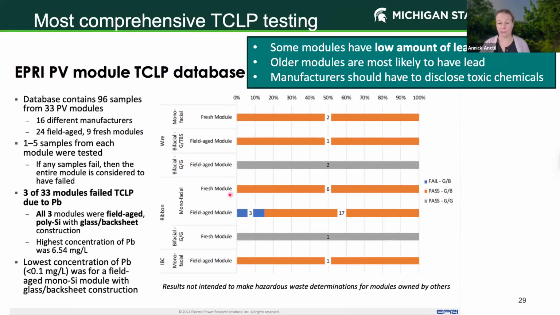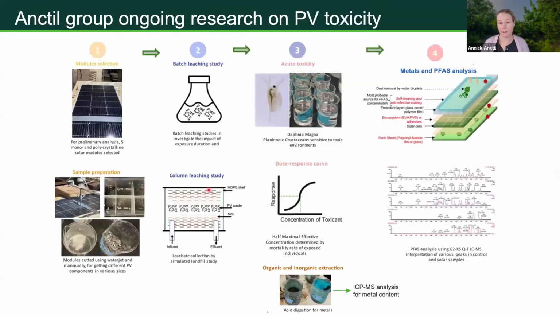And what they found is only 3 of them would have failed the test, and all of those 3 were field aged, so older modules. So only 3 out of 33 contain lead. All the other ones didn't contain any lead. So it doesn't mean no solar panels contain lead, but if there is, it will be a really small fraction of it, and it's more likely it's going to be old modules, because all manufacturers now are aware that people don't want lead in their solar modules, so there are a lot of alternatives they can use instead of that.